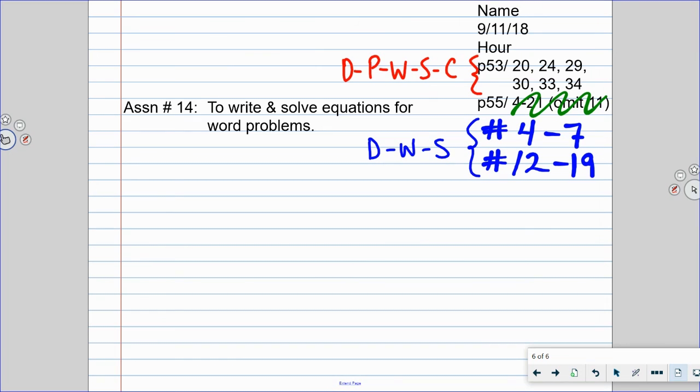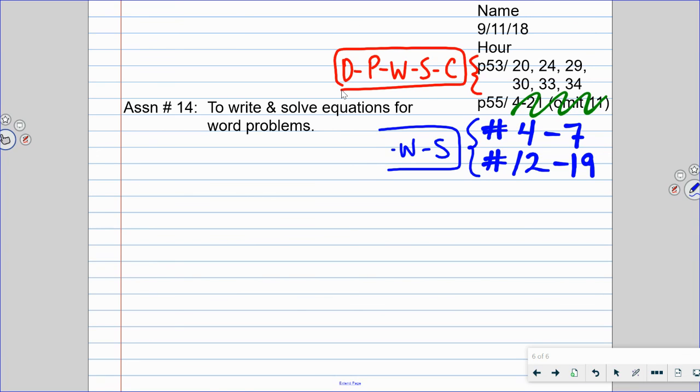So just a reminder, page 53, numbers 20, 24, 29, 30, 33, 34 is all the usual. Write the directions, and then the problem, work, solution, and checking. However, once you get to page 55, you will get into word problems. You do not need to write the problem, and the directions do not say to check it. So simply write the directions and then write down your work.